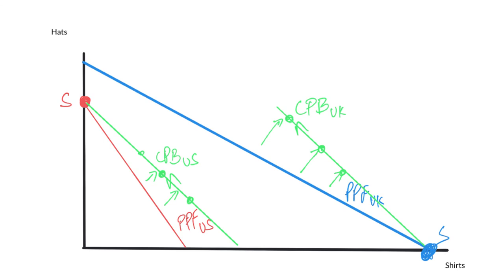In other words, if they didn't trade, they could only consume what they produce. So the consumption is the production without trade. With trade, the consumption is beyond the production. And that's an important point that you've got to come up with really in your analysis.